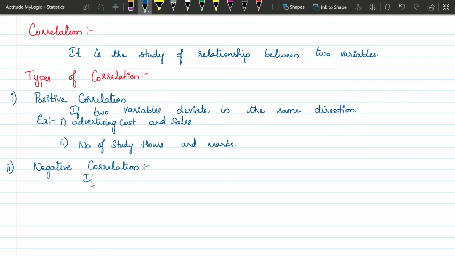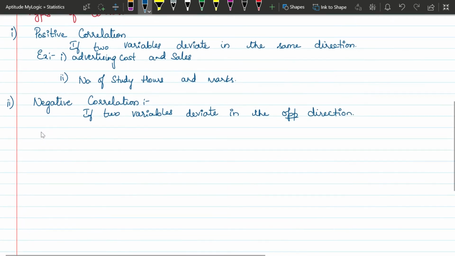So the next type is negative correlation. Here the variables deviate in the opposite direction. If two variables deviate in the opposite direction, we say that the variables are negatively correlated. So what do you mean by this? Like I had already given the example of price and demand. When one variable's value increases, the other variable's value decreases. So if the price of an item increases, its demand will reduce. So that is a negative correlation.